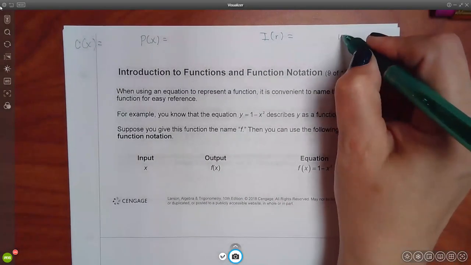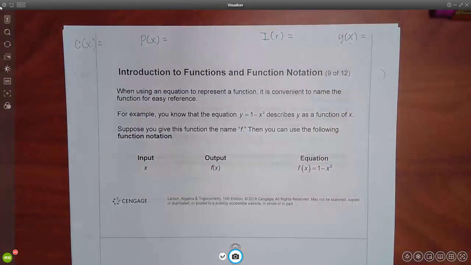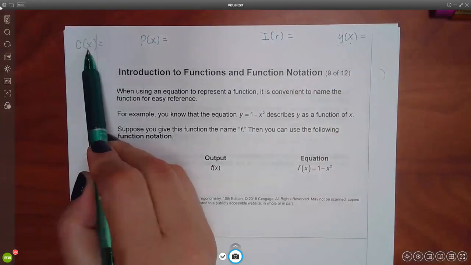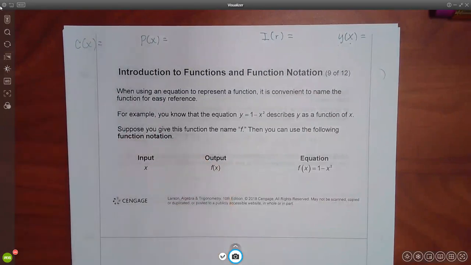I've even seen people write y of x, because the y depends on the x, right? The cost depends on whatever this x is. The profit depends on whatever that x is. What I need you guys to realize is that in no way means c times x, p times x, I times r, or y times x. That is not what it means.